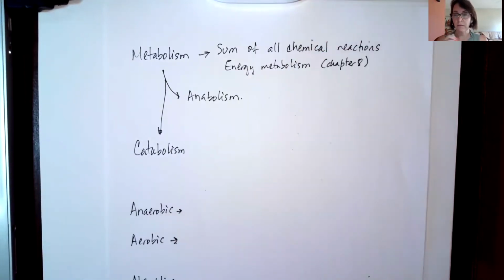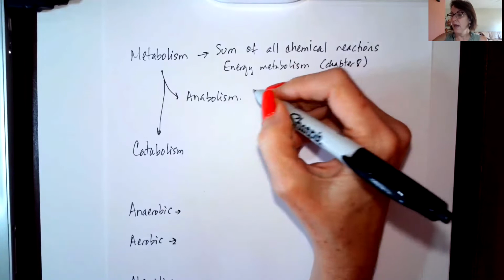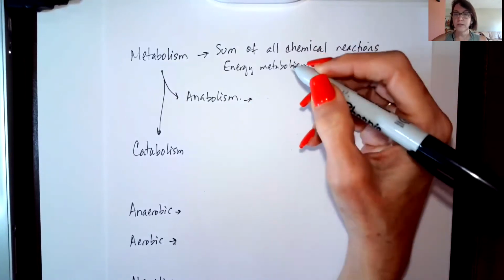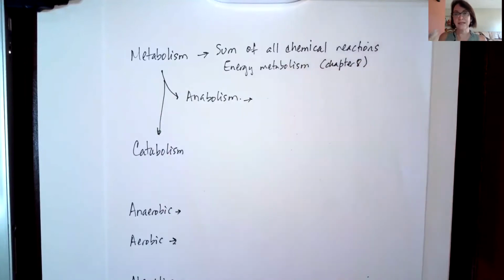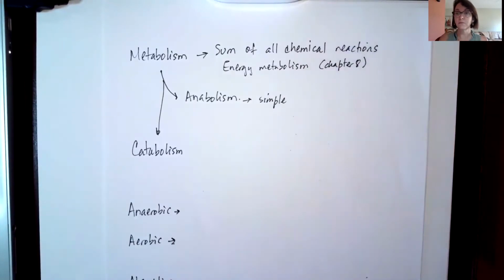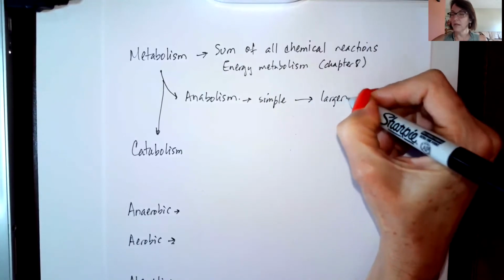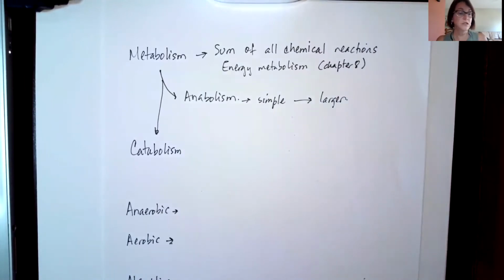Based on what happens in a metabolic reaction in general, we classify metabolic reactions into two main groups, anabolism and catabolism. Anabolic reactions are reactions in which we start with something simple, or at least simpler than the end molecule, and then we convert this into something larger. I call your attention that this is just a simplified view, a way to show you this information, okay?